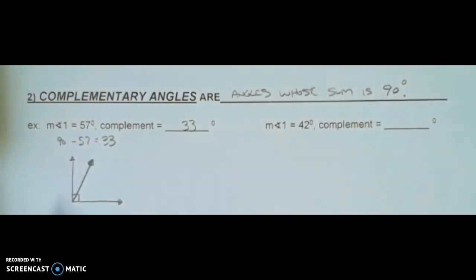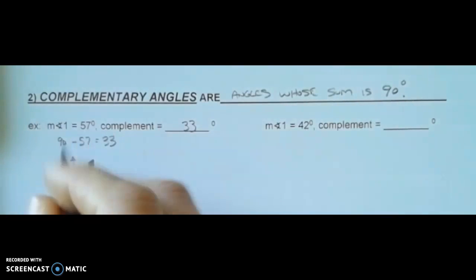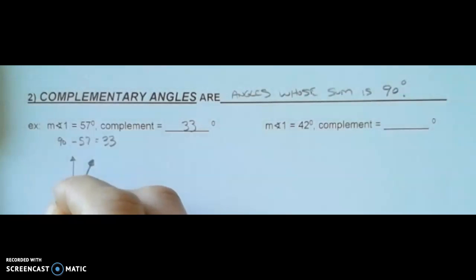Okay, and my first angle, angle 1, was 57 degrees. So I'll call this bigger part here 57 degrees. And then the complement was 33 degrees. So the smaller angle in here is 33 degrees. Together, these two angles create a 90-degree angle. So this is what complementary angles might look like.